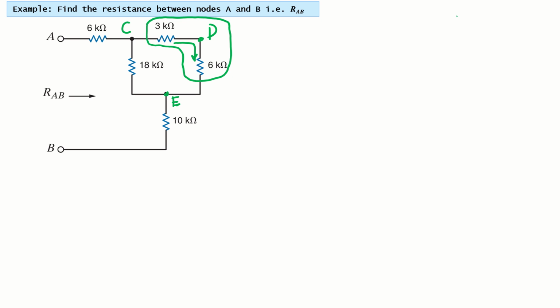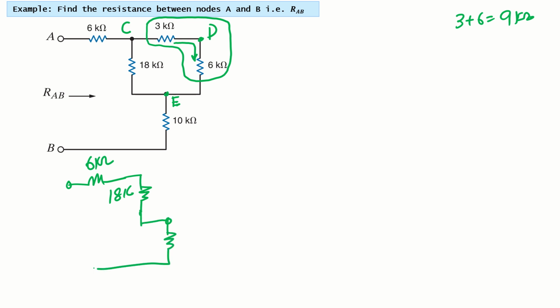So 3 and 6 in series, that will be basically what? 9 kilo. So if I just redraw this circuit here, I have this 18K, I have this 6K here, and at this point, I have 10K. This was the node E, this was the node C, this is A and this is B. So this 3 and 6 become 9. That will be connected between C and E.